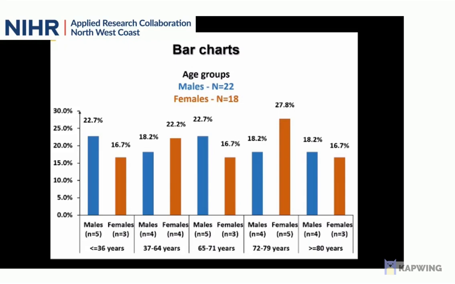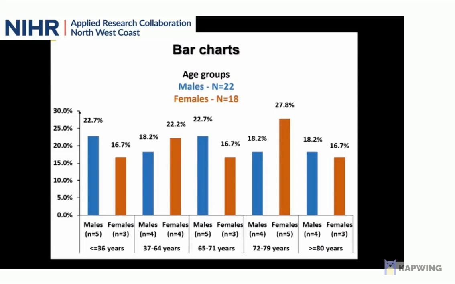So you've got 5 males out of 22. You will see the number 22 at the top. 5 males out of 22 are in the first age group, okay? And that is 22.7% of males falling into that particular age group. The same interpretation applies for females.